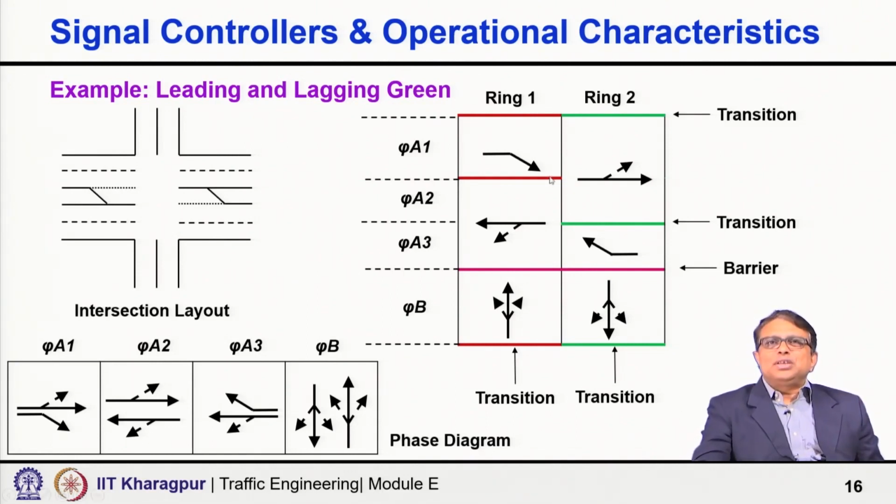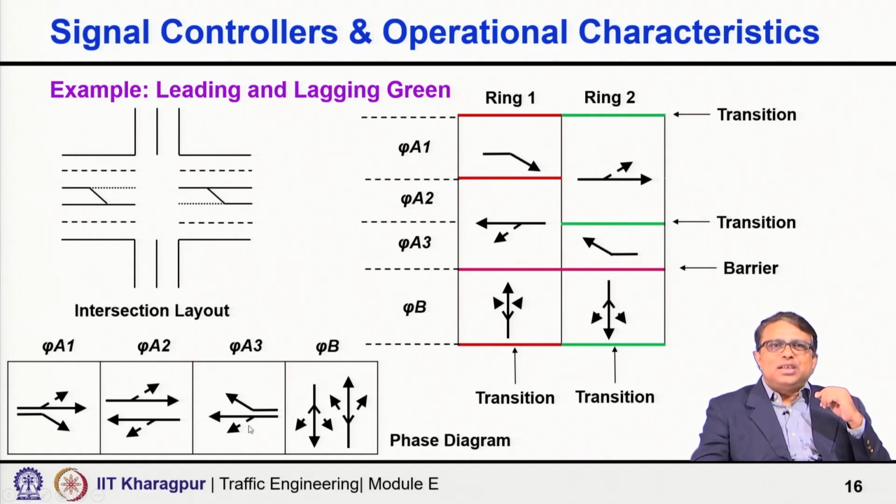If you put it in the ring diagram, this is the phase which has two movements, one is right, another is straight and shared left. So, right in ring 1, straight and shared left in ring 2, and straight and shared left continue also in phase 2. So, the ring diagram is not a separate one. So, you actually save the lost time. I will discuss it further later. That is also the advantage.